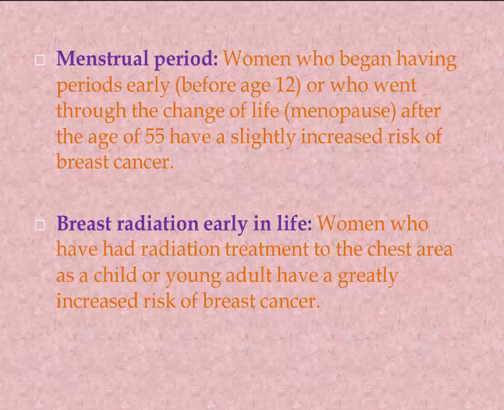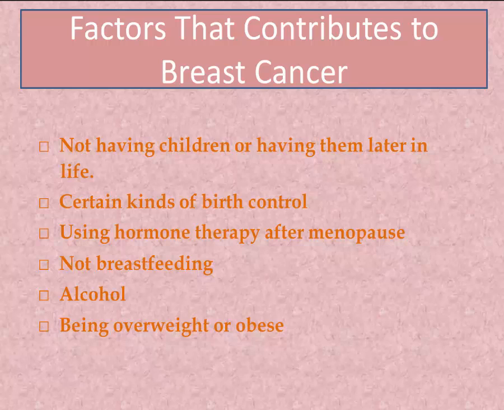Breast radiation early in life. Women who have had radiation treatment to the chest area as a child or young adult have a greatly increased risk of breast cancer. Not having children or having them later in life. Certain kinds of birth control. Using hormone therapy after menopause. Not breastfeeding. Alcohol. Being overweight or obese.